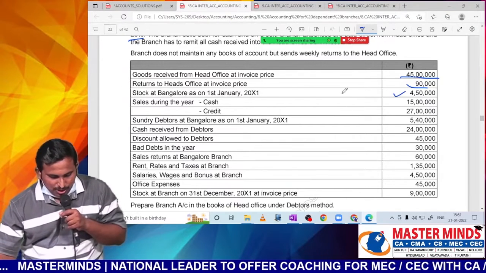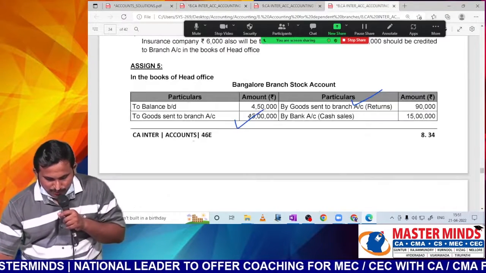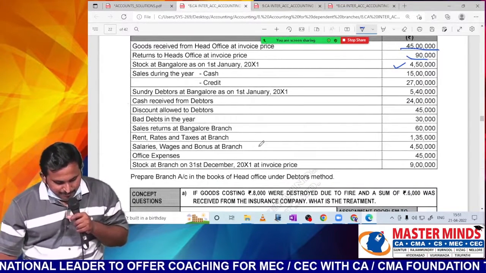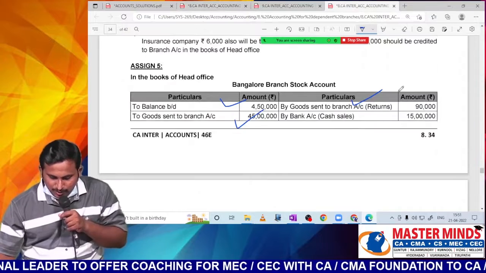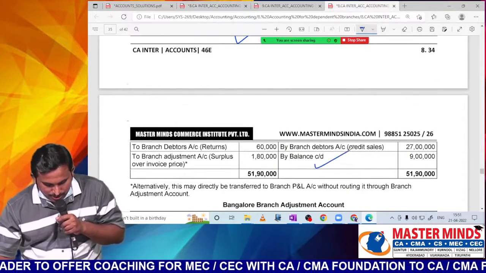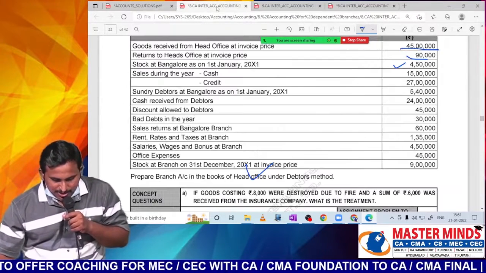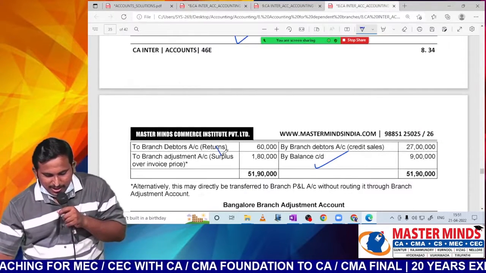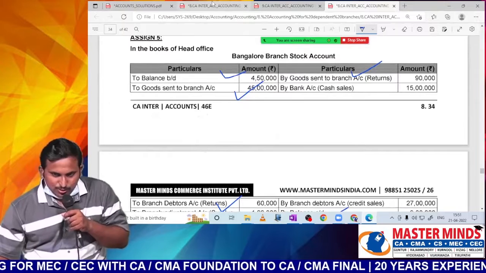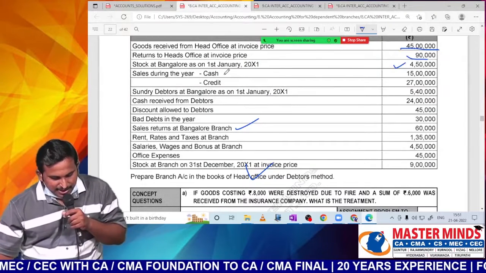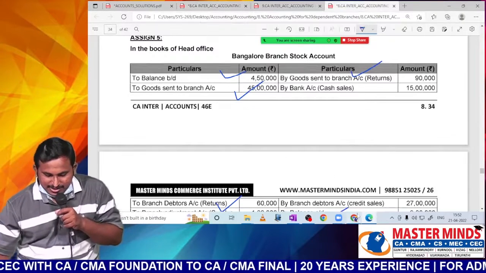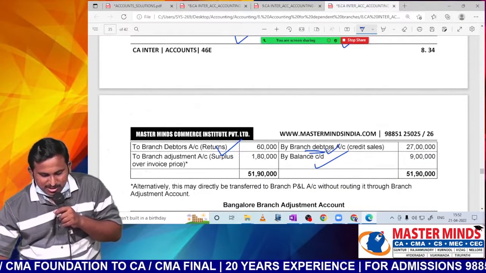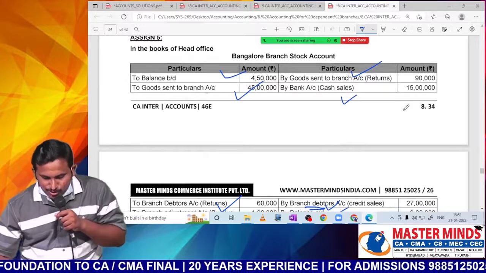Similarly, opening stock at Bangalore, that is 4,50,000. We'll assume that is also given at invoice price. Then closing stock also at invoice price. I'll record the closing stock at invoice price. Now similarly, returns were there, sir. Sales returns also will be at invoice price, because usually sales will be at selling price. Then there are some cash sales and credit sales. Cash sales will record. Credit sales will be written as what, sir? By branch debtors.